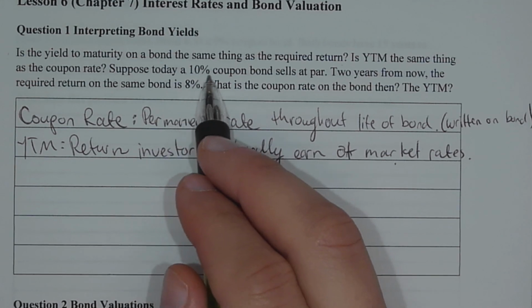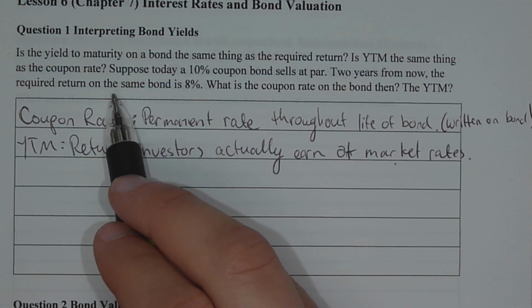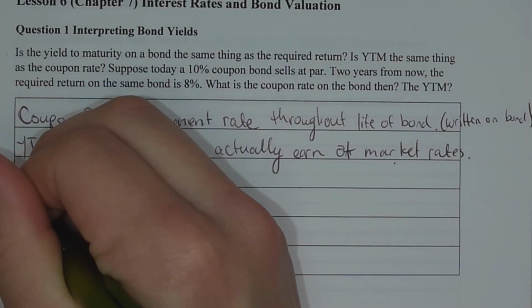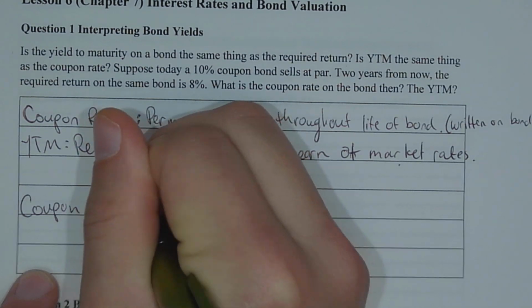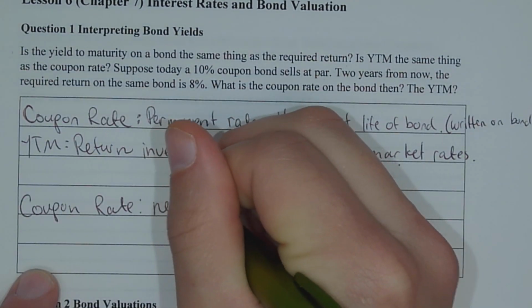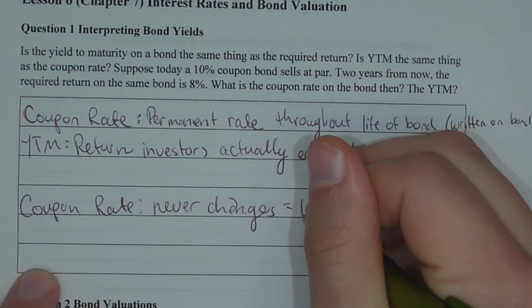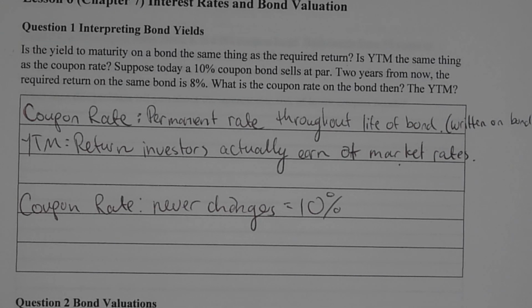So it asks, suppose today a 10% coupon bond sells at par. 2 years from now, the required return on the same bond is 8%. What is the coupon rate on the bond then? Well, the coupon rate in that example never changes. So if it was issued at 10%, it remains 10% all the way through the life of the bond. Again, imagine that coupon rate was printed. You can't go back and write over it.